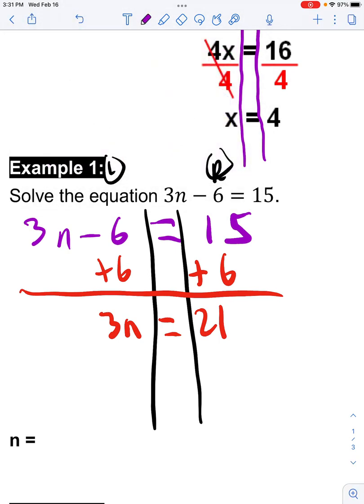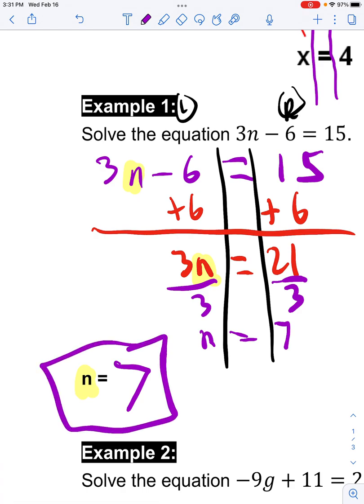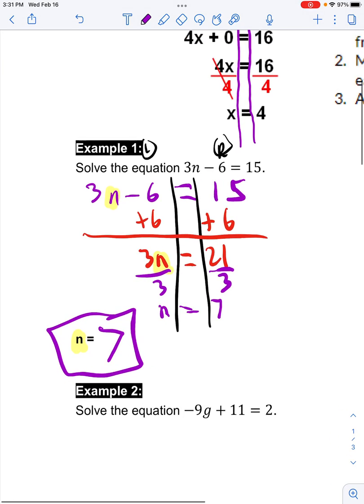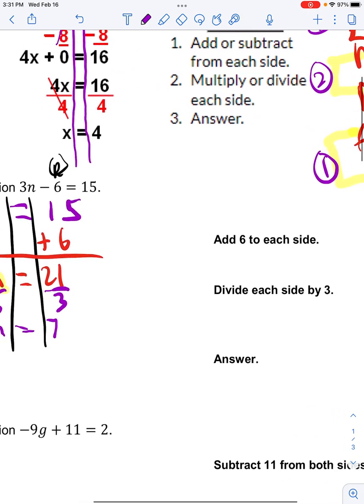Now this says 3 times n equals 21. So 3 multiplied by n. My goal in this whole equation is to get n by itself. So if I want to undo multiplying by 3, I need to divide by 3. Therefore, n equals 7.